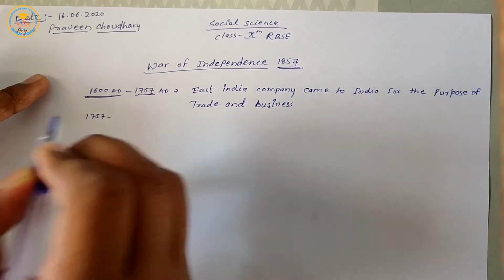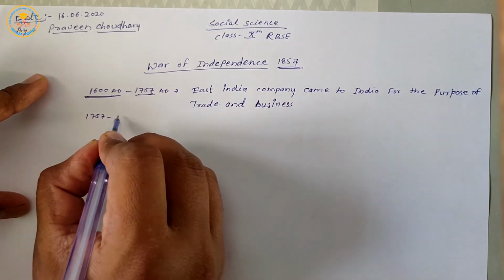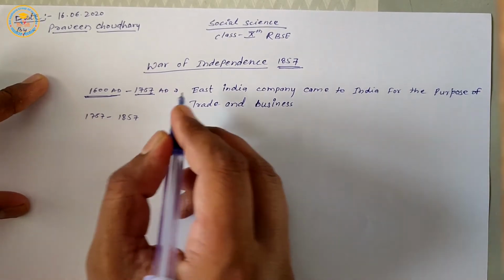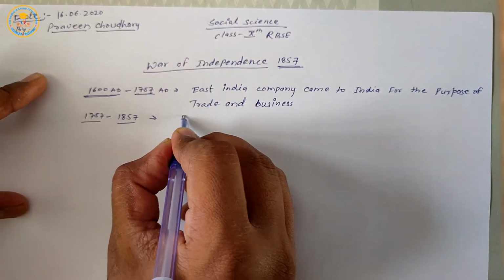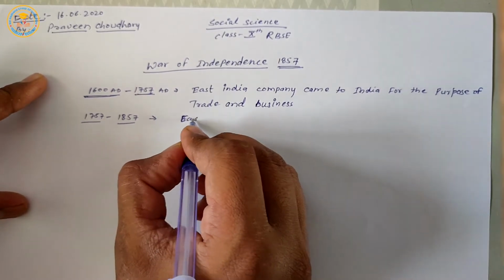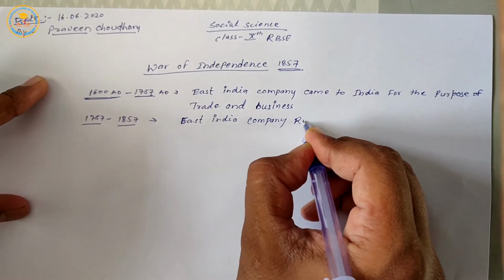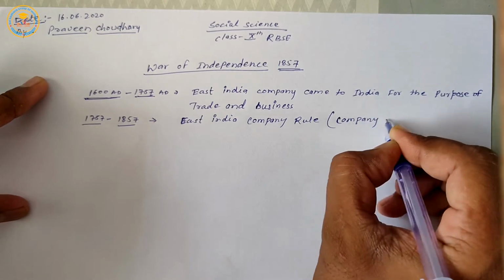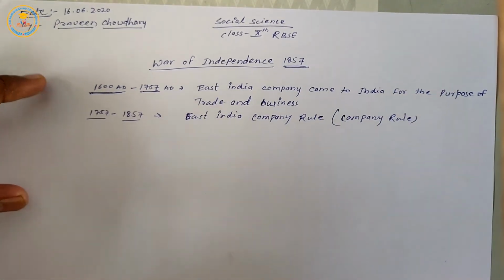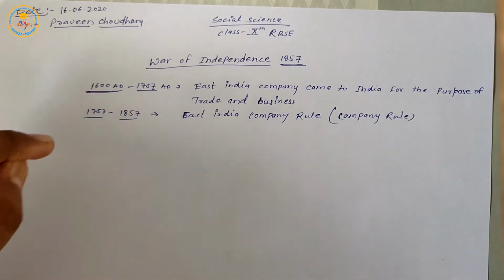As time passed, the East India Company converted their trading into company rule, and this time period from 1757 to 1857 is known as the East India Company rule, or company rule.